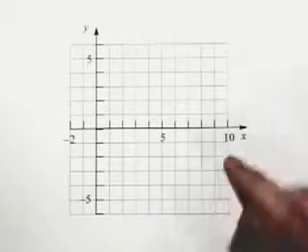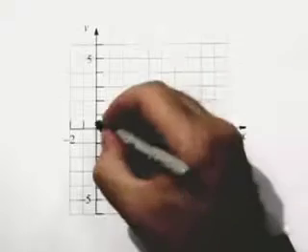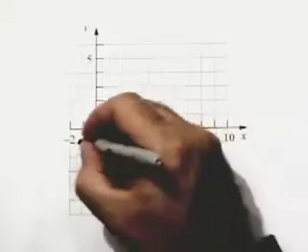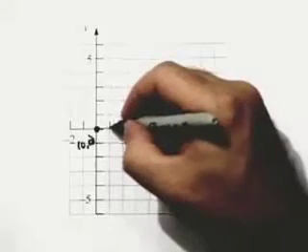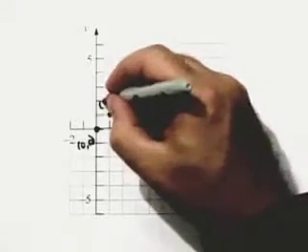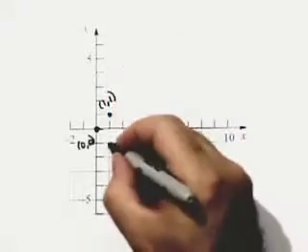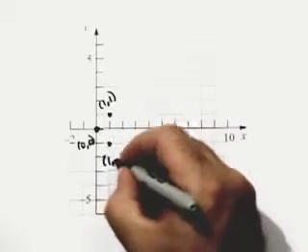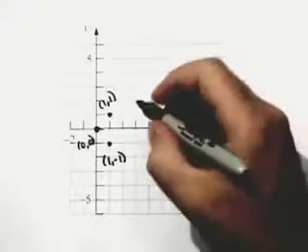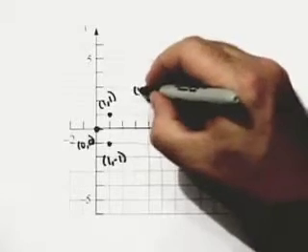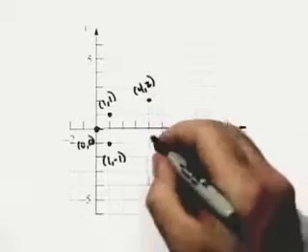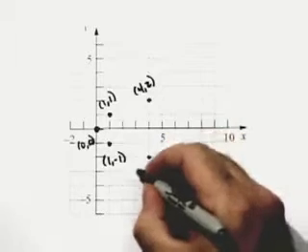We'll go to our grid. We're going to plot the intercept at 0, 0. We found the point 1, 1. And from symmetry, we found the point 1, negative 1. We also found the point 4, 2. And from symmetry, the point 4, negative 2.